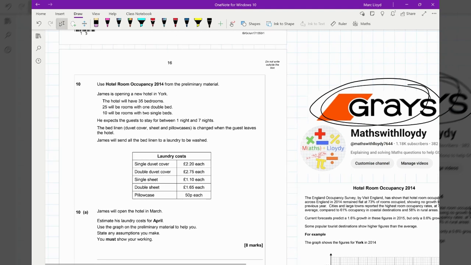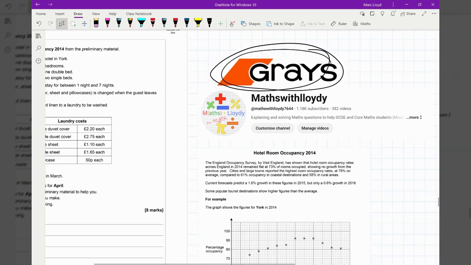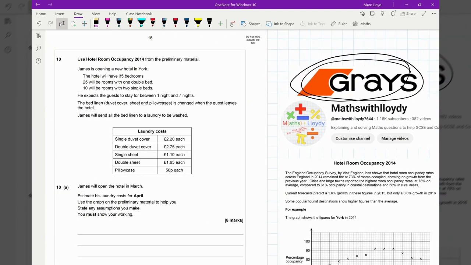Question 10, using the hotel room occupancy graph from the preliminary material, which I've got just down here on the right-hand side. James is opening a new hotel in York. Luckily, the graph shows us information of hotels in York. The hotel will have 35 bedrooms. 25 will be rooms with one bed, a double bed. 10 will have two single beds.